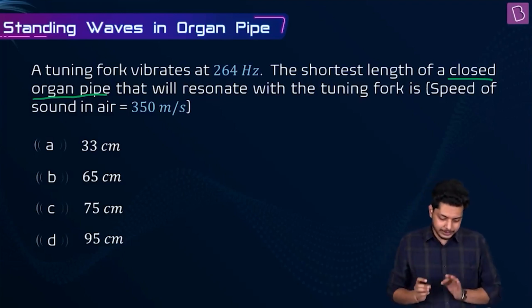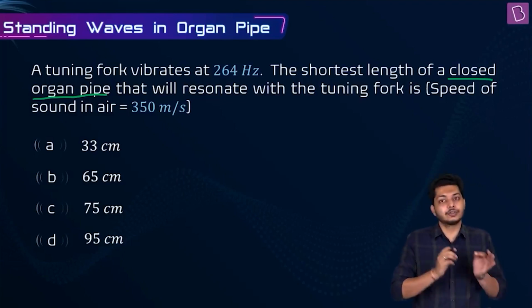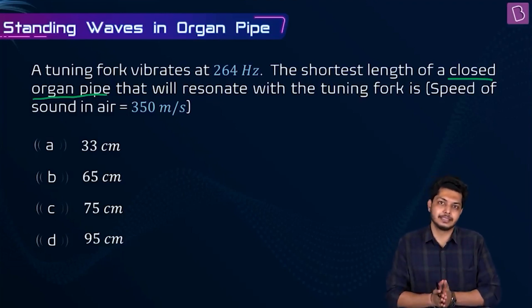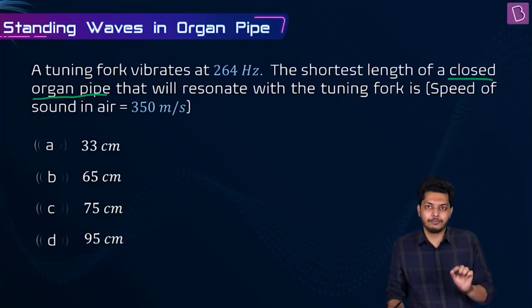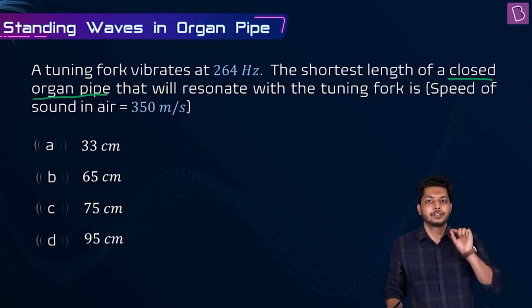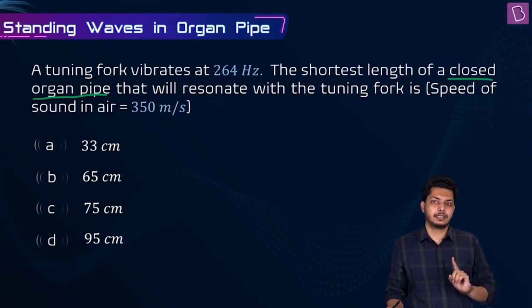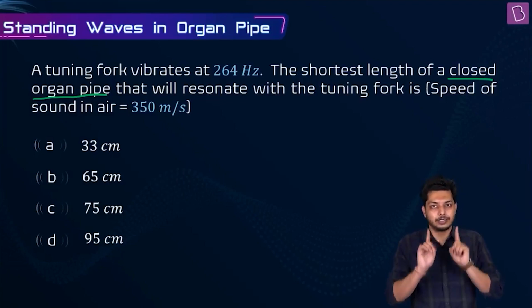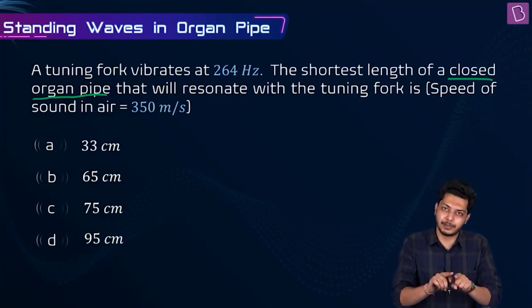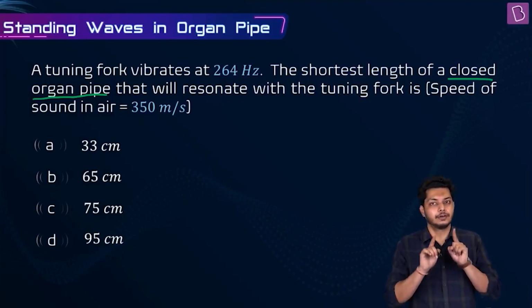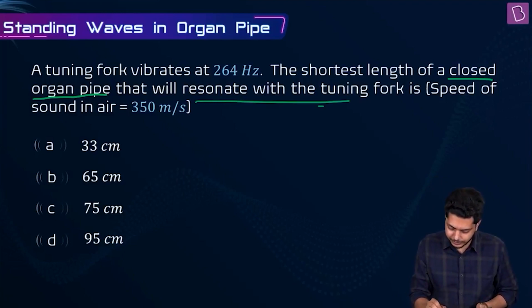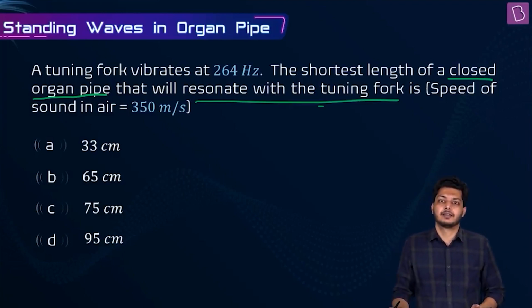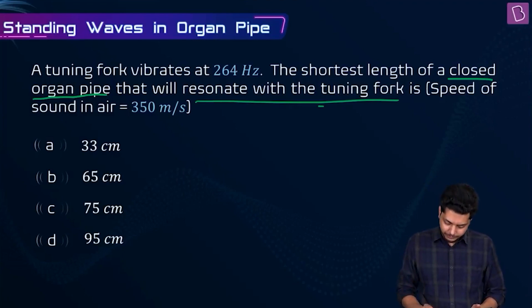Now, if the question is saying that the organ pipe should resonate with the tuning fork, that simply means that one of the harmonics of the wave which is traveling inside the pipe should match with the frequency of the tuning fork. Got it? That is what the question means by saying that it should resonate with the tuning fork. Correct? Okay. So now moving further.